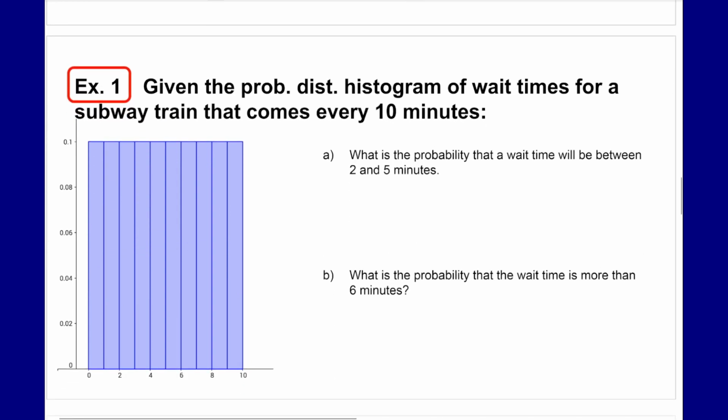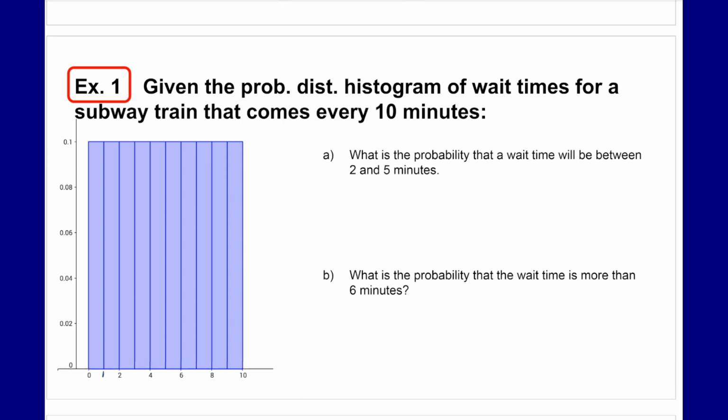So given the probability distribution histogram for wait times for a subway train that comes every 10 minutes, we have our histogram here. You could be waiting anywhere from 0 to 10 minutes. Now, we have our intervals, we have our bars. Each bar is 1.